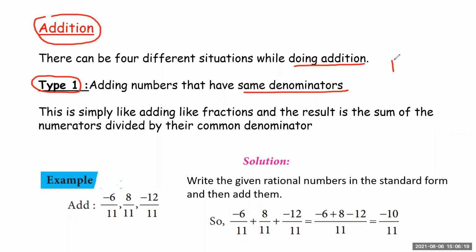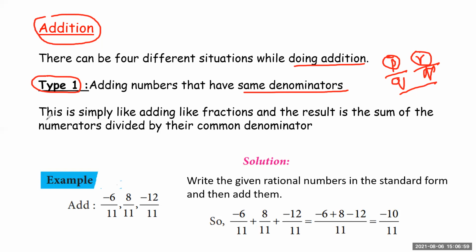P by Q is the rational number that we know already. There's another number R by Q. So these two denominators are the same. If they are the same, then what to do? What we need to do is simply add like fractions, and the result is the sum. It means we just add these two numerators, divided by the denominator Q.